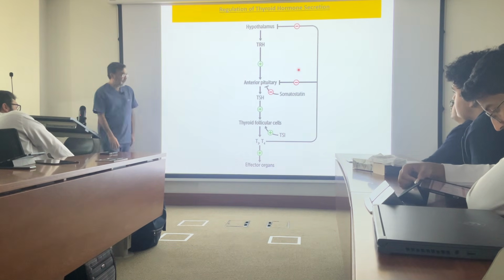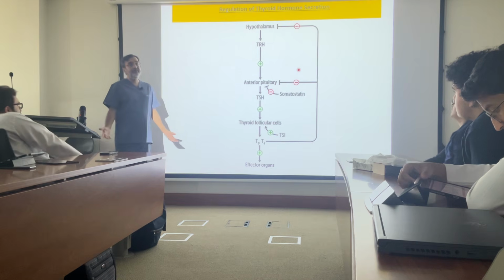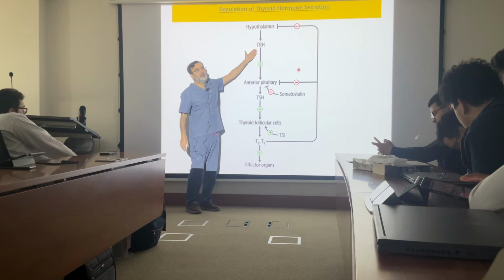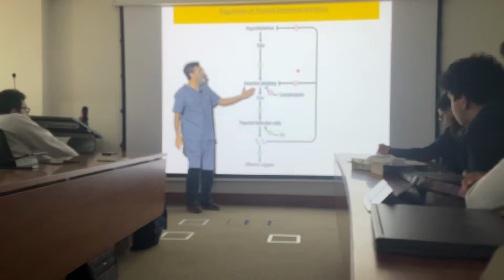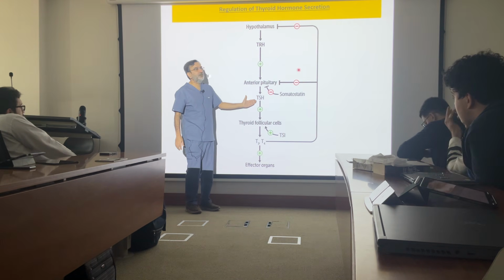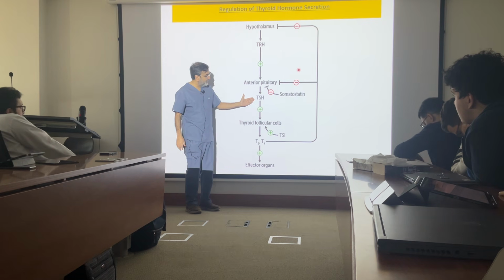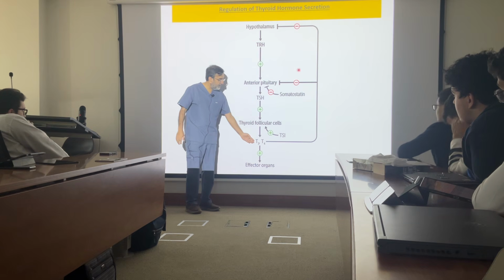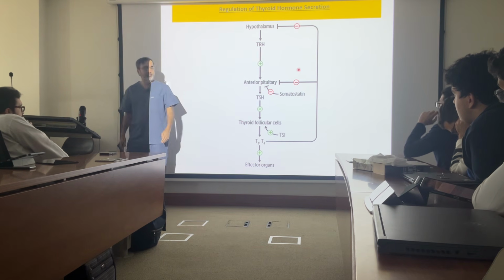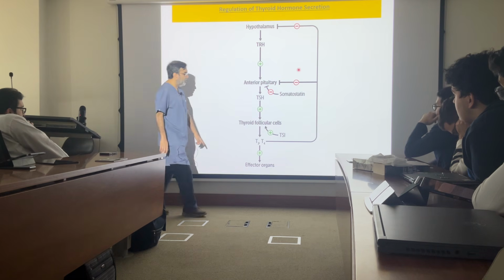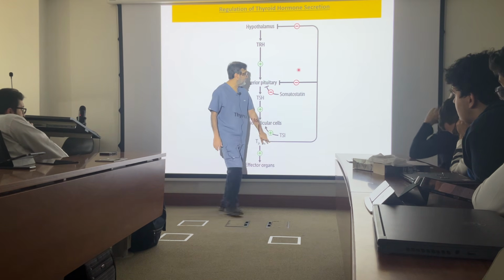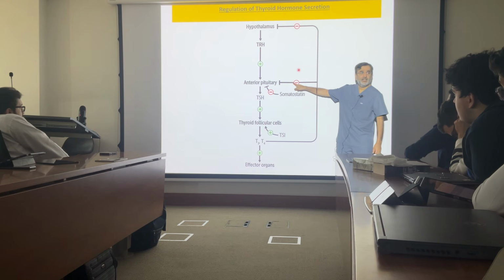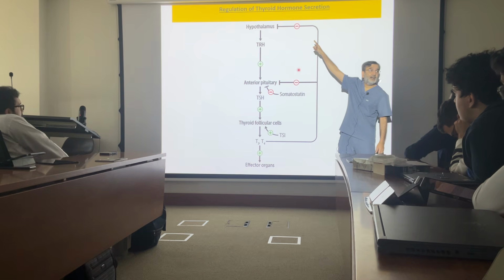Now we are coming to the regulation. So the regulation is simple. We have the hypothalamus, which releases thyrotropin-releasing hormone (TRH). This activates the anterior pituitary, which releases thyroid stimulating hormone (TSH). This TSH acts on the thyroid follicular cells and releases T3 and T4. Now, if you have too much T3 and T4, then you have a negative feedback. And this negative feedback can be to the pituitary, and it can be to the hypothalamus.